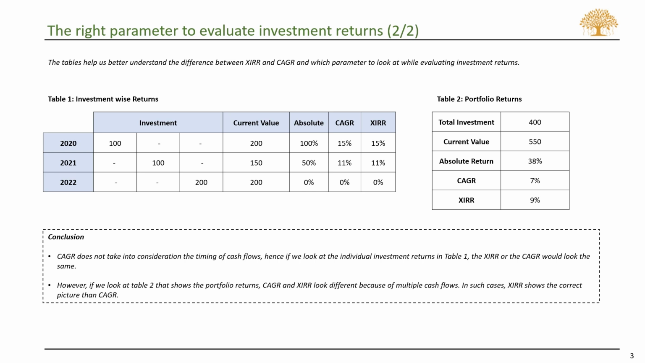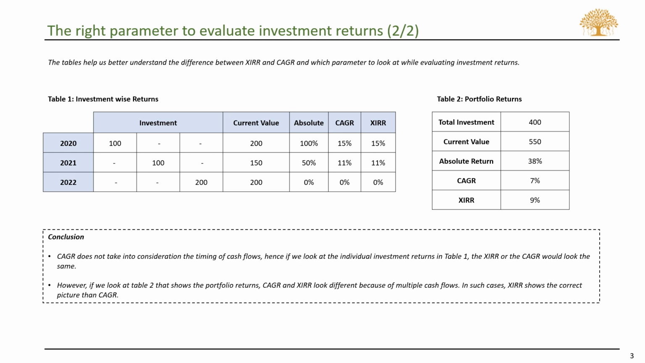The CAGR and XIRR are the same in table 1 because there is no impact of the cash flows. If we look at table 2, the total investment is 400 rupees, that is 100 in 2020, 100 in 2021 and 200 in 2022. The current value of all these investments stands at 550 rupees. The absolute return is 38%. But here, XIRR is 9% more than the CAGR.